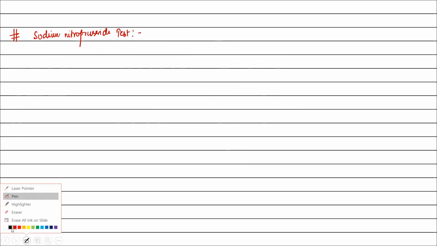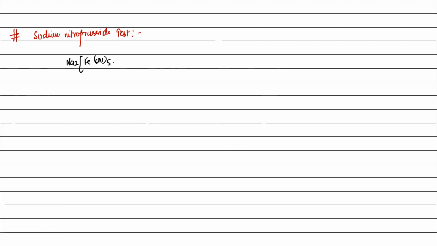right? And a common test called the sodium nitroprusside test for sulfide is linked with this. Sodium nitroprusside is what? Na2[Fe(CN)5 NO]. This is sodium nitroprusside. Sodium nitroprusside, for what? This is the qualitative test for sulfide ion. Right? In this complex, NO is present as NO+.